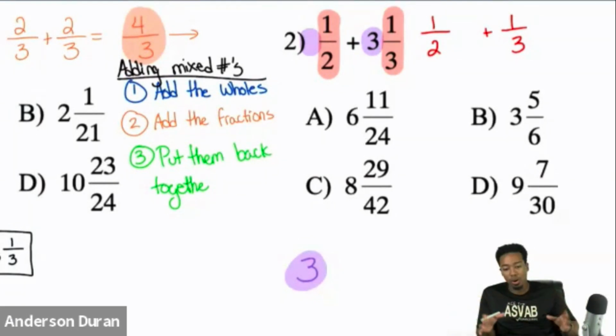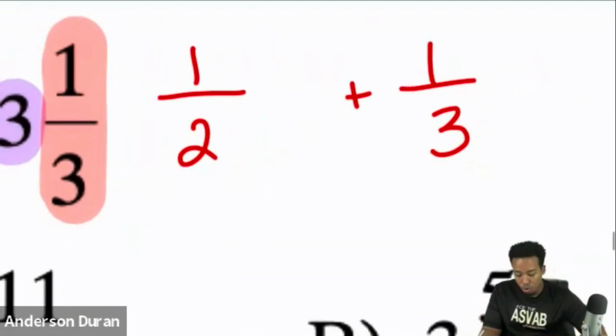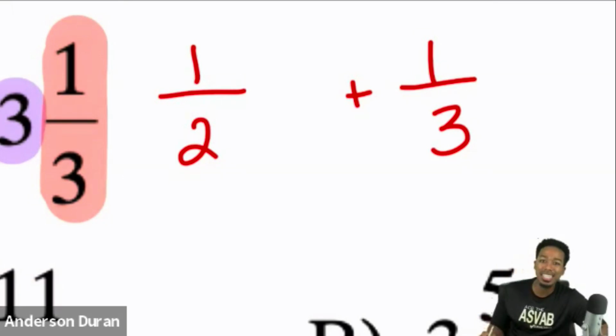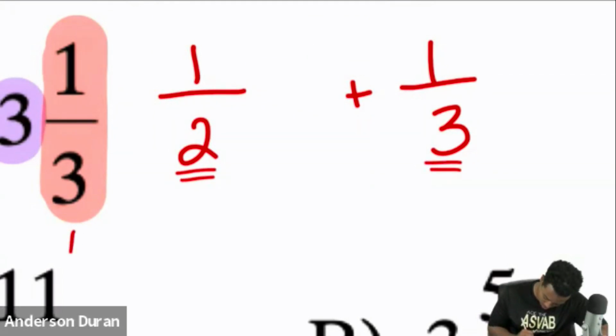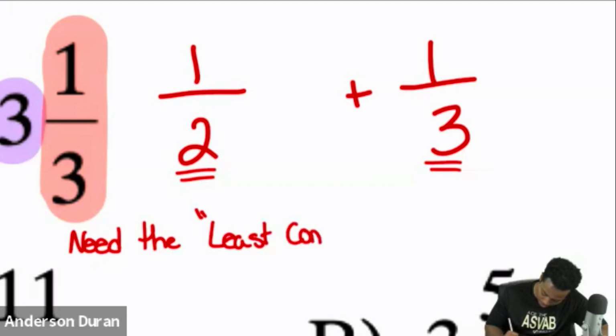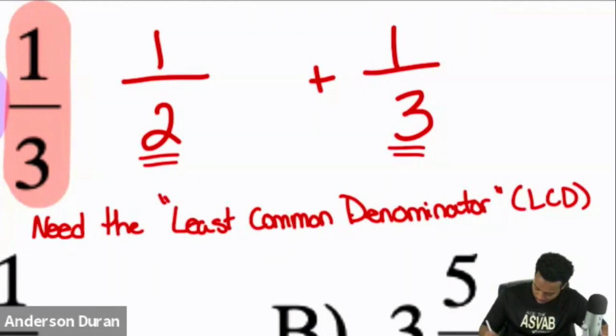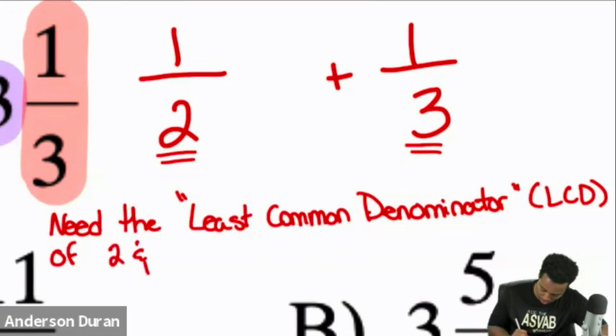So we have to ask ourselves, hey, what can 2 and 3 both go into, everybody? This is called the least common denominator, okay? So let me change this up here. We need the least common denominator. If you are anywhere near confused here, this is where you need to start taking notes. We need to find the least common denominator, which is the same thing as LCD, of 2 and 3.